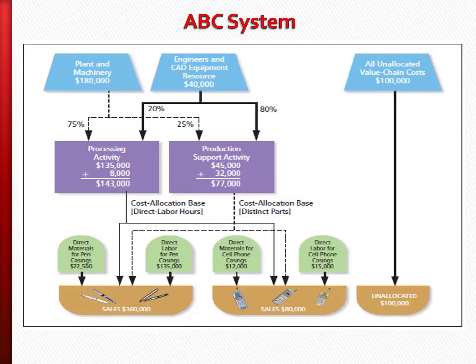Now, the cost assigned to the cost pools are then allocated to the product lines. On the next screen, we'll look at the details, but essentially what we have here is the processing activity cost are going to be allocated using the cost driver the company was previously using, direct labor hours. So we know that 90% is going to be attributed to pen casings and only 10% attributed to cell phone casings. On the next slide, we'll see the allocation of product support cost.